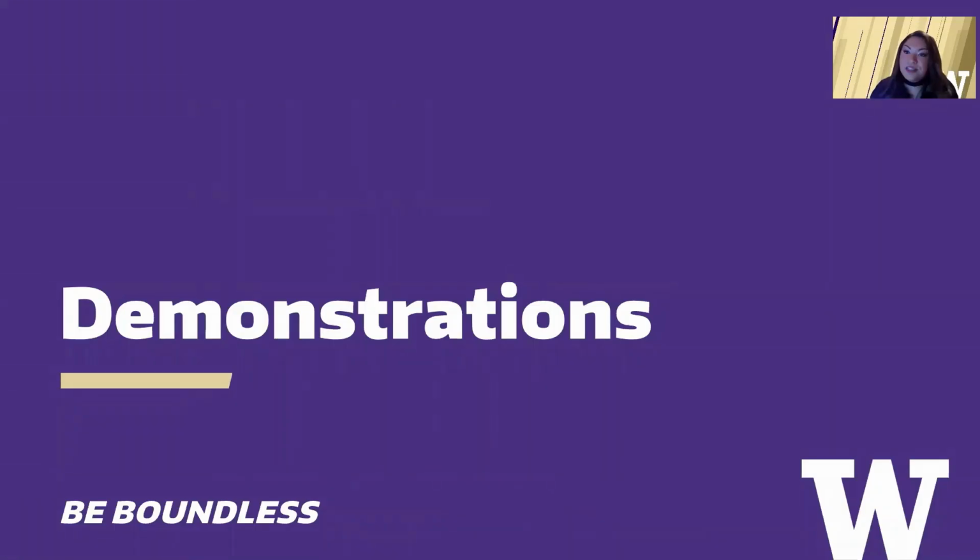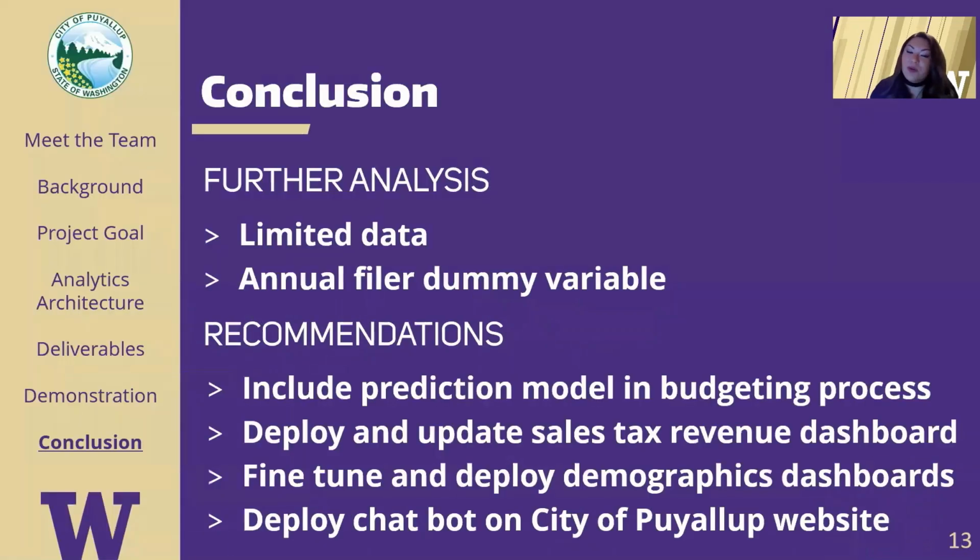So that wraps up our demonstrations, and that brings us to our conclusion. For further analysis, we do need to consider that we do have limited data. So from 2012 to 2020, we only had about 90 data points, which isn't a lot when we're doing time series analysis. Second, we do need to add an annual filer dummy variable to help soak up some of that variance that we saw earlier in our demonstration.